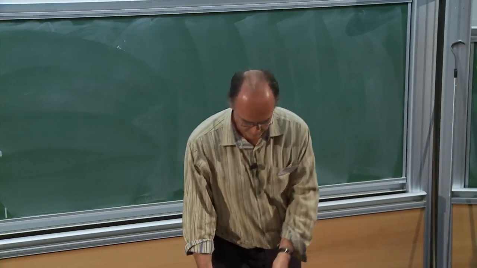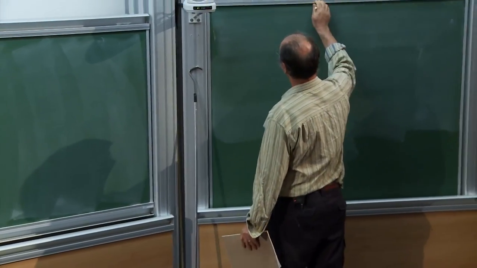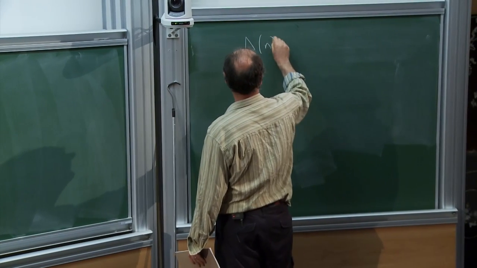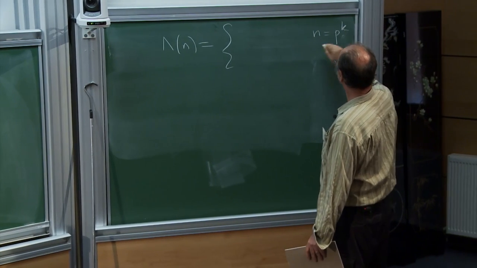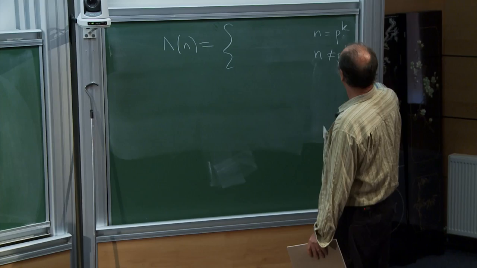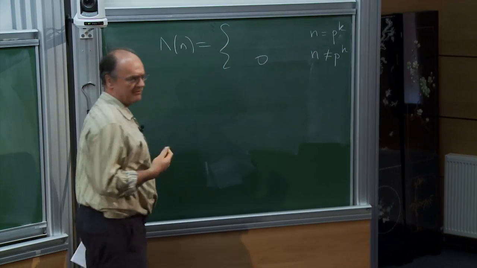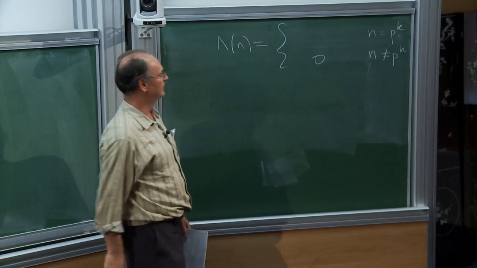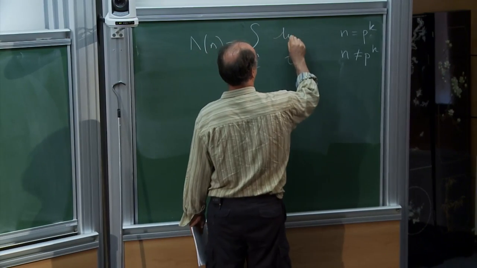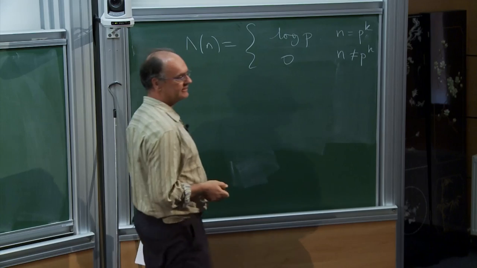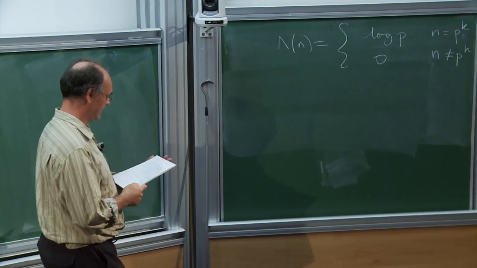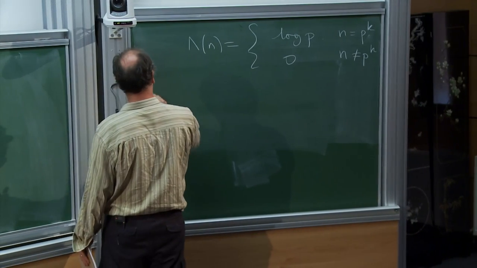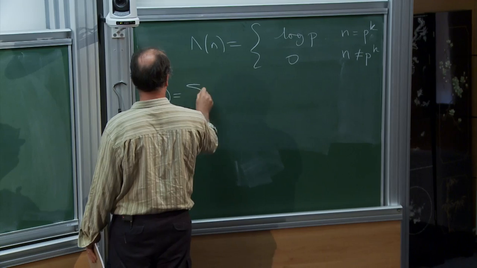So let's just start off with basic definitions. Lambda of n is a convenient weight, since what we want to do is count primes. We give weight 0 if n is not a prime power, and it's convenient to count prime powers for technical reasons. If n is a power of p, we count log p. This is van Mangoldt's function, as it's called, and it fits lots of formulas. So to do the prime number theorem, instead of counting the primes, we count them with this weight.